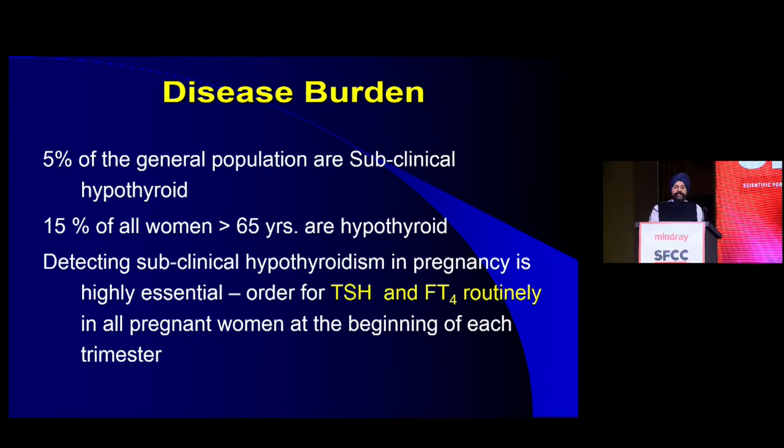So 5% of the general population have subclinical hypothyroidism, that's a big number. And 15% of all women more than 65 years of age also suffer from hypothyroidism. Detecting subclinical hypothyroidism in pregnancy is highly essential. As I told, pregnancy is one of the conditions where you do need to treat subclinical hypothyroidism, and in this, TSH and FT4 are routinely done in pregnant women at the beginning of each trimester. So pregnancy and thyroid is a special condition which I will discuss a little later.